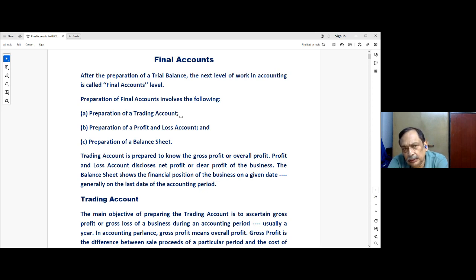So, in short, final accounts are to be prepared by preparing a trading account, by preparing a profit and loss account, and finally, by preparing a balance sheet.